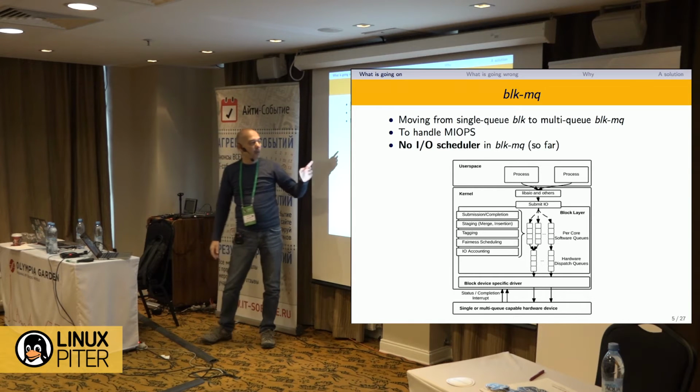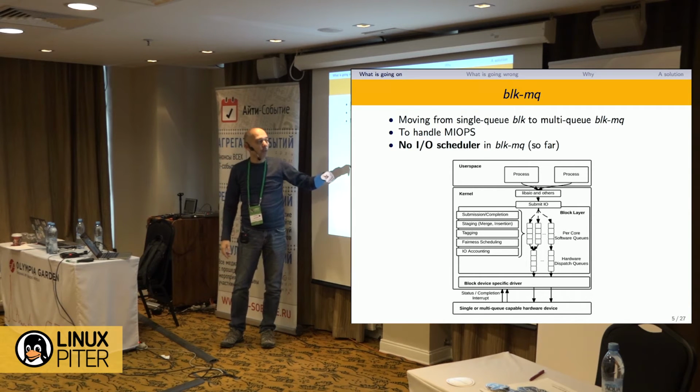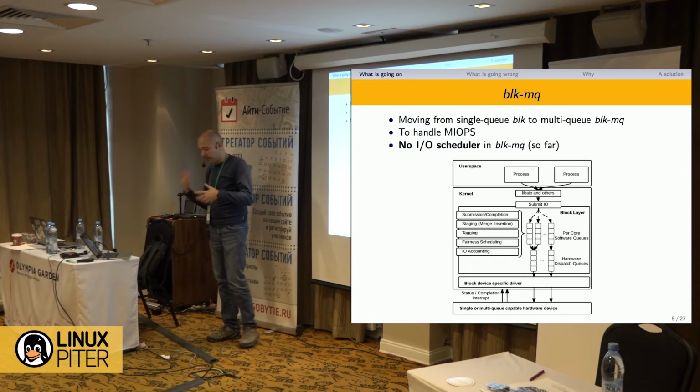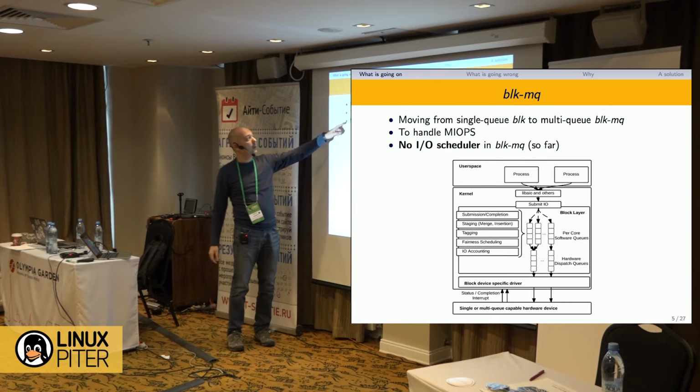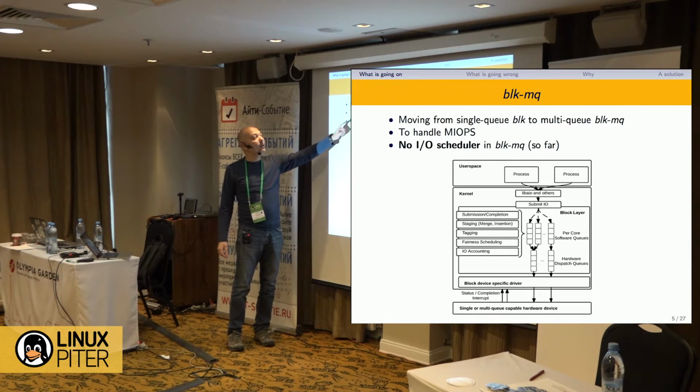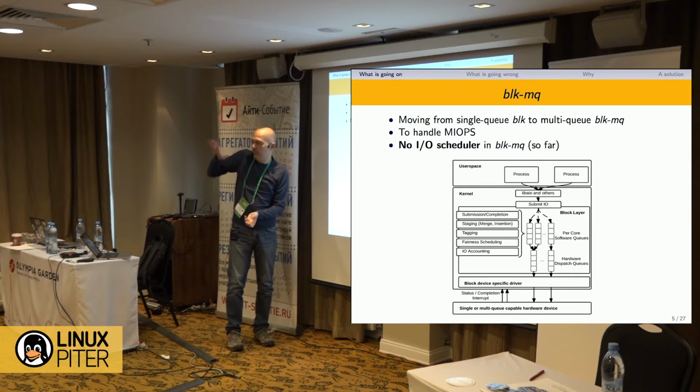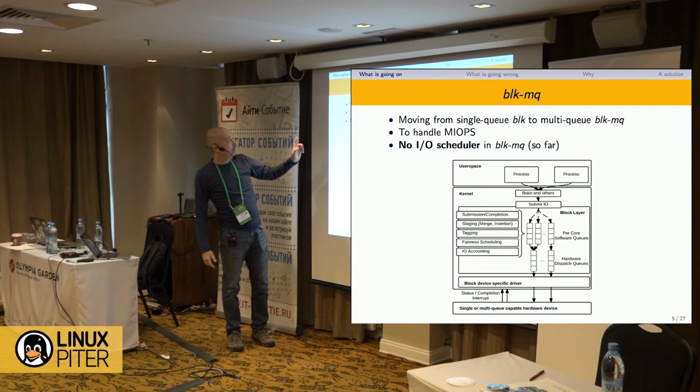Not only that, block NQ is also more efficient. There are several other improvements. The final result is that block NQ overcomes the 1 million IOPS barrier, and it goes much higher than that. Okay, so this is block NQ. This is what is happening.